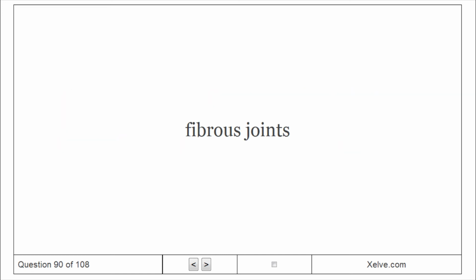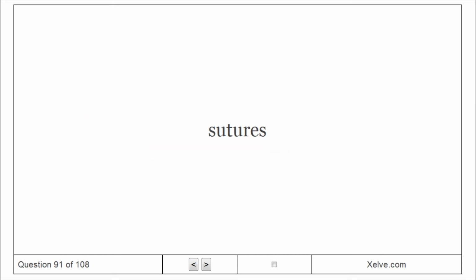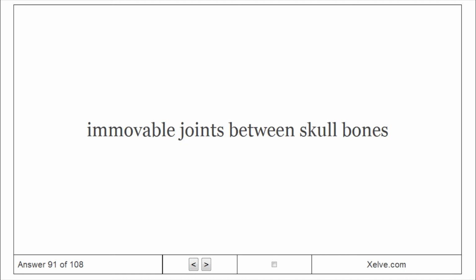Fibrous joints. An articulation in which the bones are joined together by dense fibrous connective tissue, lack a joint cavity, and almost no motion is possible. Types are sutures, syndesmoses, and gomphoses. Most are synarthrotic joints. Sutures. Immovable joints between skull bones.